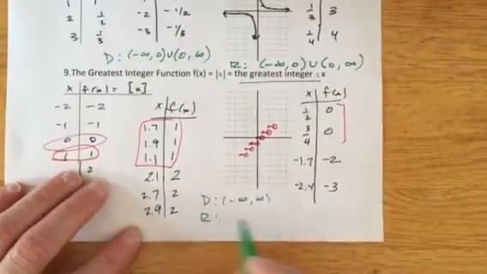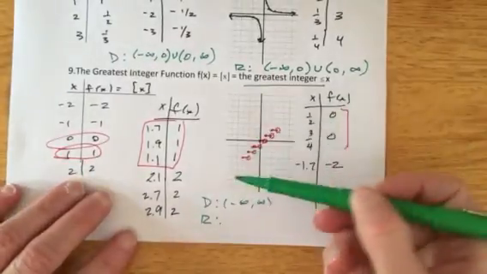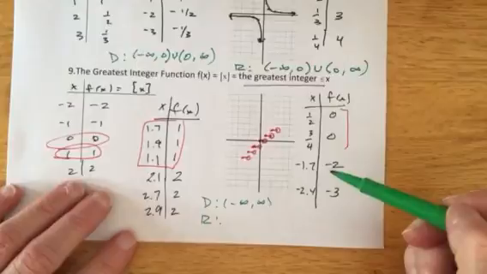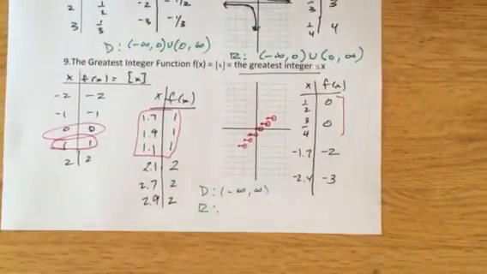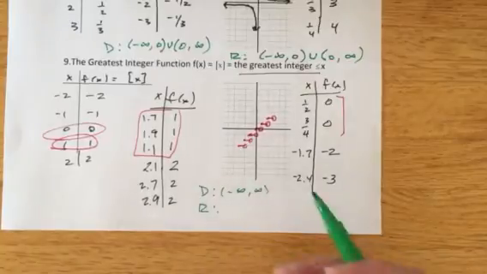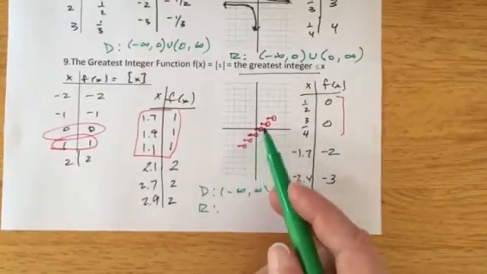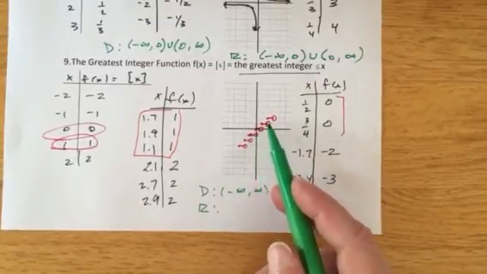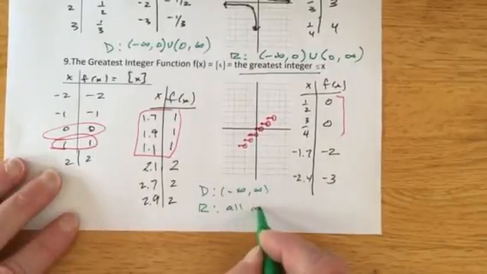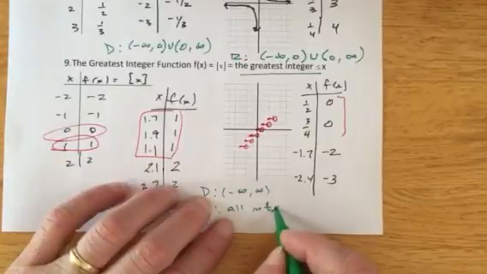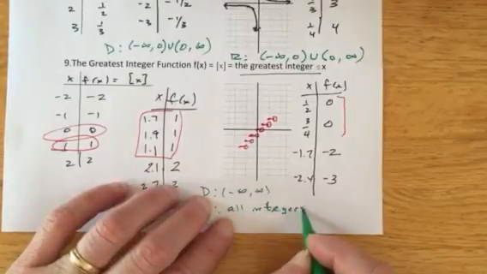The range is a little bit tricky because notice for the output, you're only getting integers. So we can't use interval notation because remember, interval notation gives you a range of numbers. We keep jumping over all the numbers between 1 and 2 and all the numbers between 2 and 3 and so on. So most of the time for a range, you'll just write all integers. Can't really write this one in interval notation.